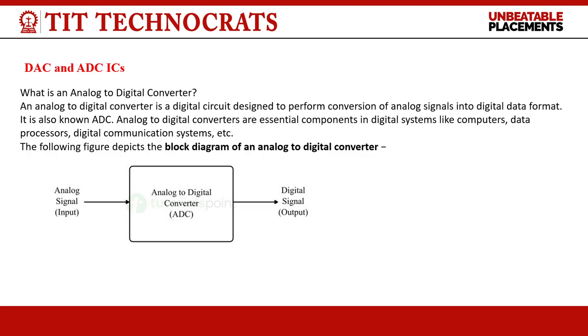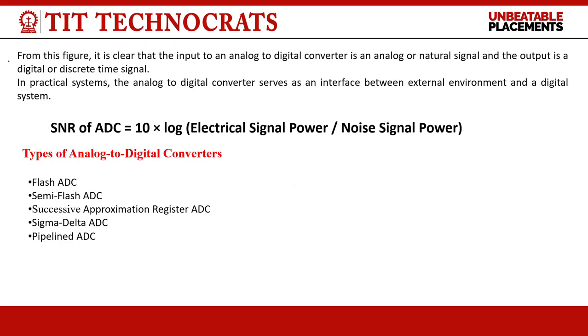Now DAC and ADC ICs. What is an analog to digital converter, which is ADC? An analog to digital converter is a digital circuit designed to perform conversion of an analog signal into digital data format. It is also known as ADC, which is an essential component in computers, data processors, and digital communication systems. And the block diagram of ADC is this.